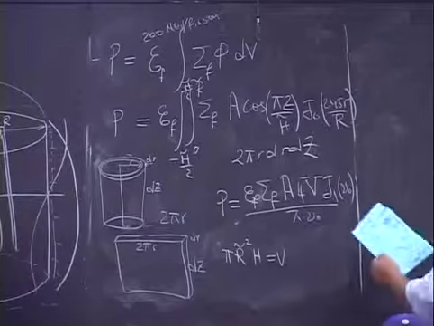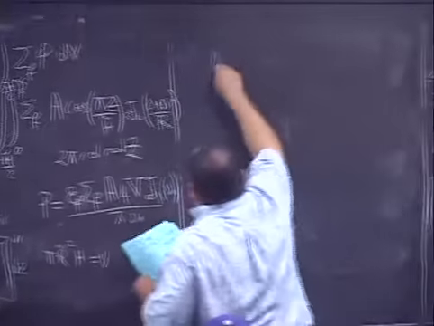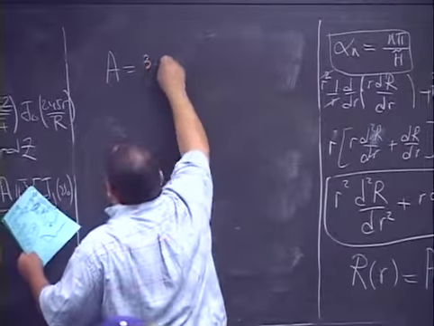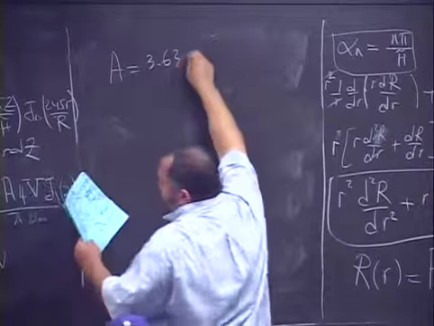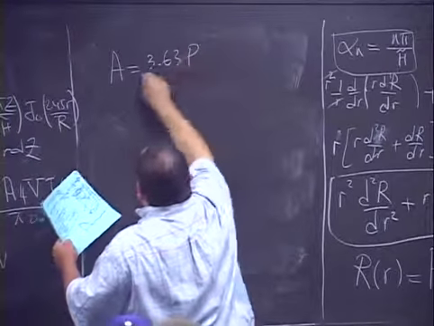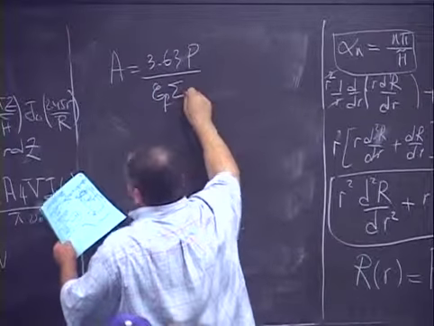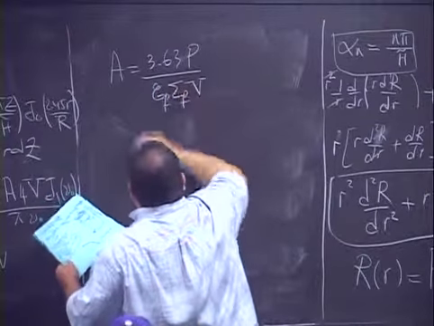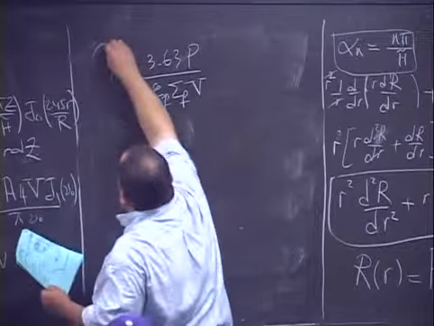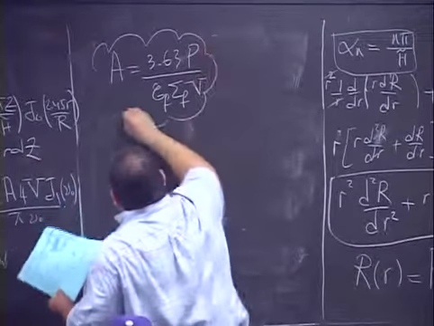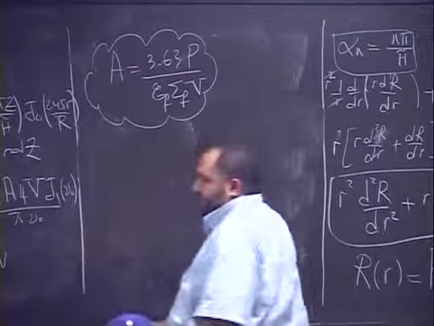And the constant A will be just equal to 3.63 multiplied by the power of the reactor divided by epsilon F sigma fission of volume of the reactor. And that's it. So this is how to get the constant A.